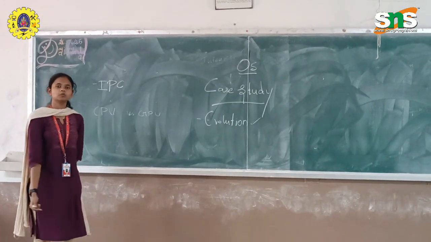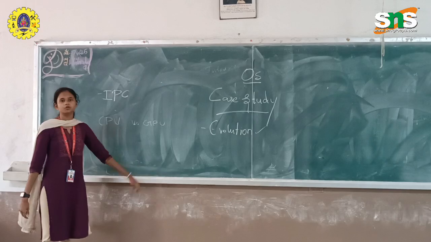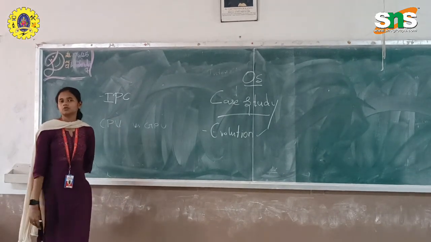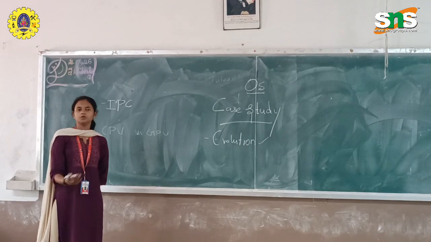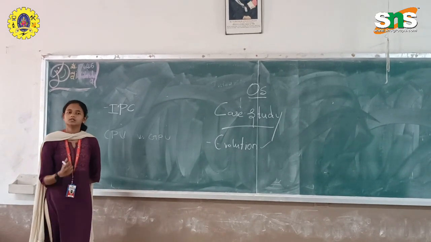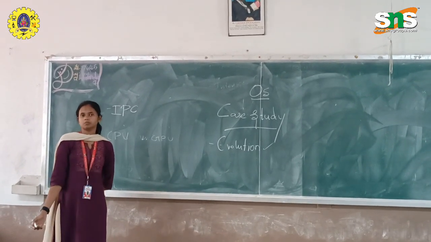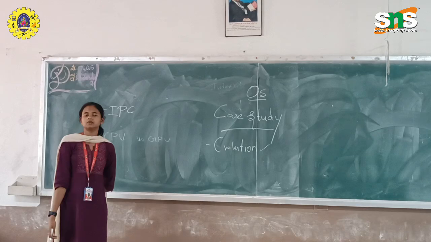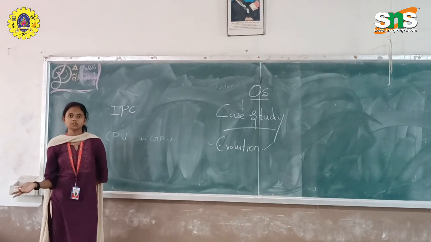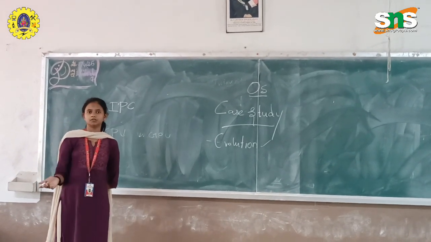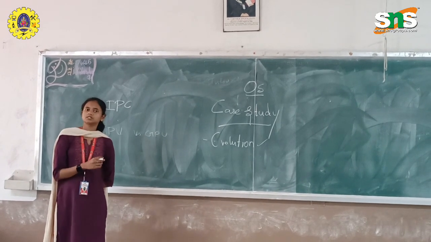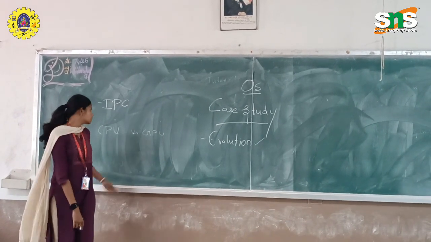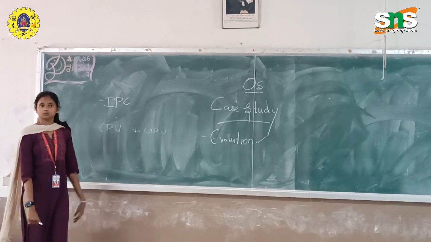I'm Sharlina. I'm going to speak about CPU versus GPU. CPU refers to central processing unit and GPU refers to graphics processing unit. CPU is ideally designed for general purpose tasks like process management, and GPU is mainly designed for parallel computations for heavy tasks and multiple tasks. GPU is faster and uses less power, whereas CPU uses more power.